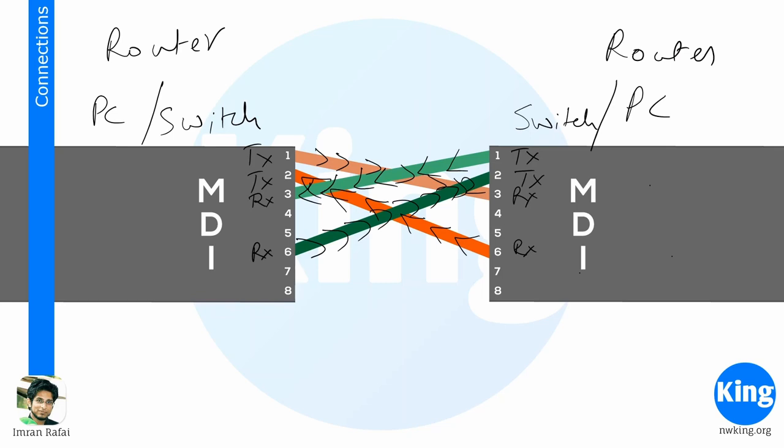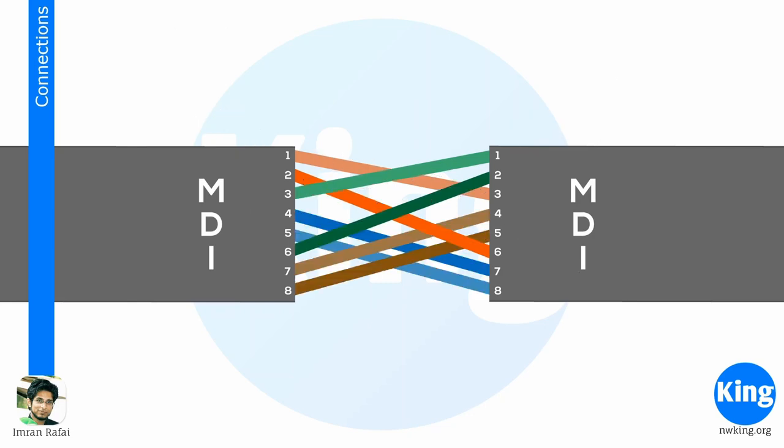So simply, when you have similar devices with MDI and MDI ports or MDIX and MDIX ports, you need a crossover cable. Now, what happens with gigabit Ethernet and 10 gig Ethernet? Like I said, once you use gigabit Ethernet or 10 gig Ethernet, you are using all 8 cables or all 4 pairs. That's how they can achieve speeds of Gbps, right?